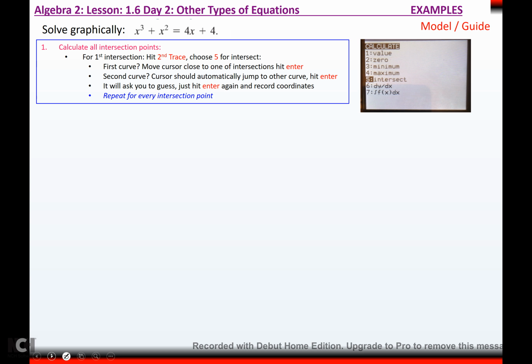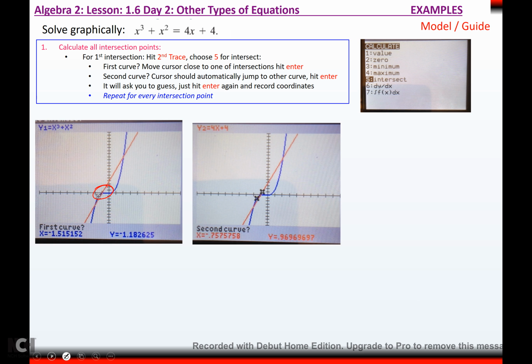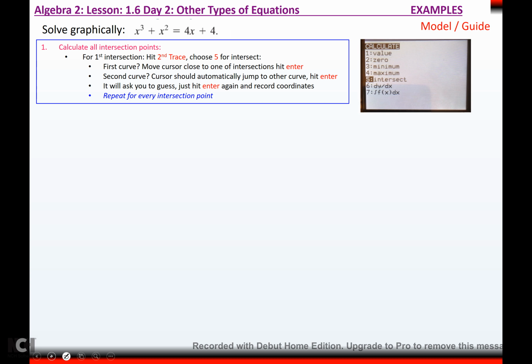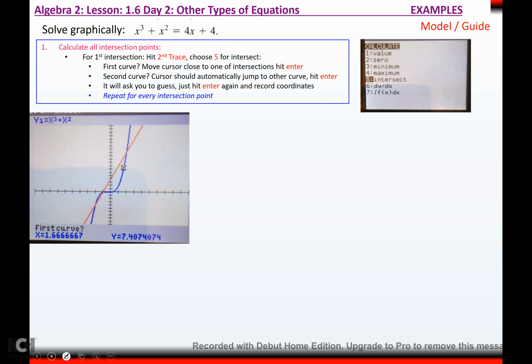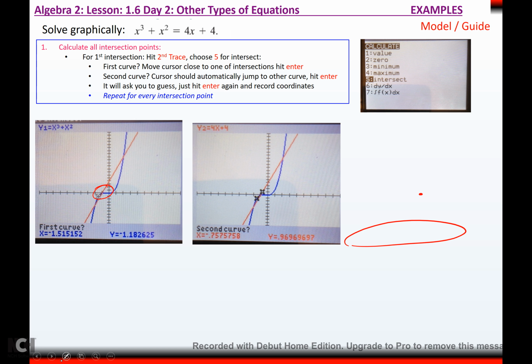Hit second trace again. Calculate intersection. Now get close to this zero. Enter on first curve. Enter on second curve. Enter on guess. And that's -2, -4. I already got that one. Oops. All right, let's try this next one then. Oops, I calculated the same one twice. I meant to calculate this one. Oops, I guess I should pay attention.